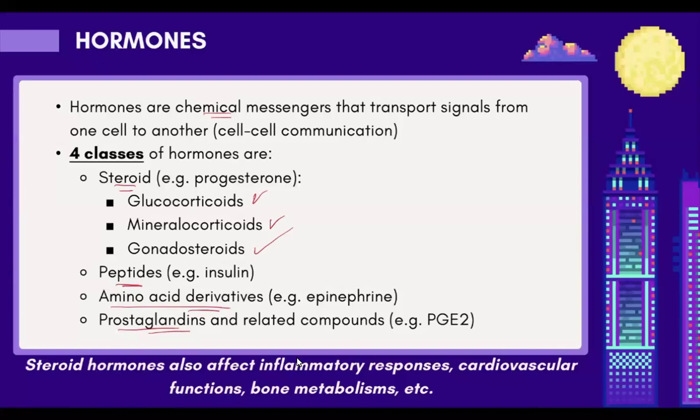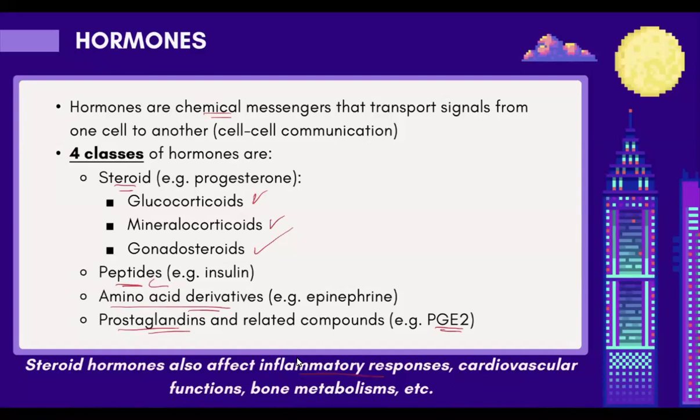And then peptides: insulin is a protein, so as a hormone, it's a protein hormone. That's why it's a peptide. As for amino acid derivatives, epinephrine and norepinephrine are both examples. And PGE2 and other classes of prostaglandins, I don't think you guys have taken them, but PGE2 comes under prostaglandins.